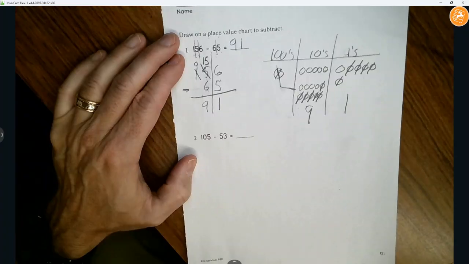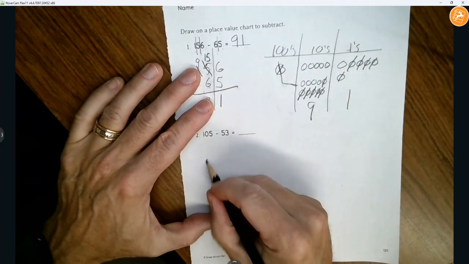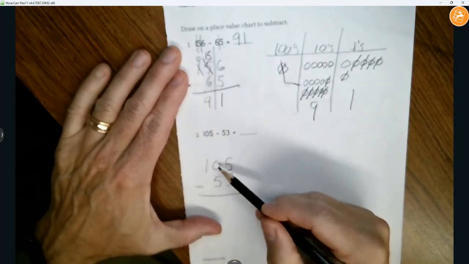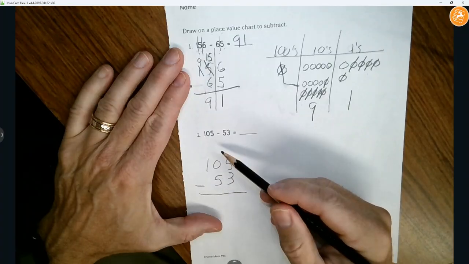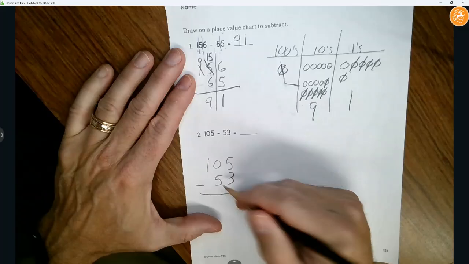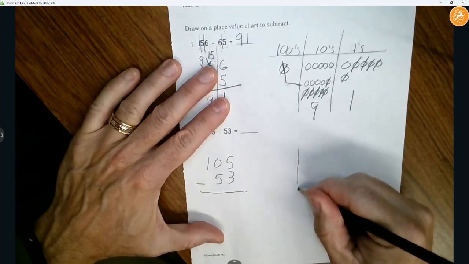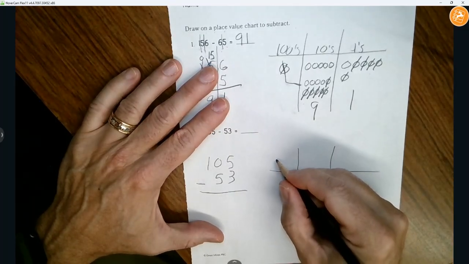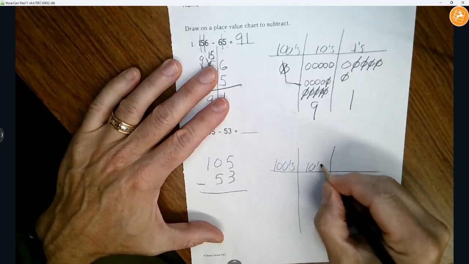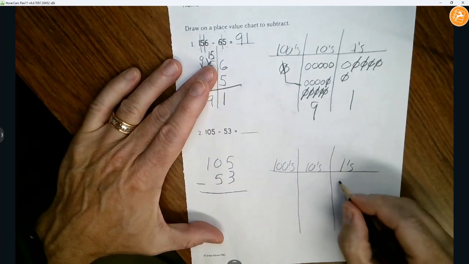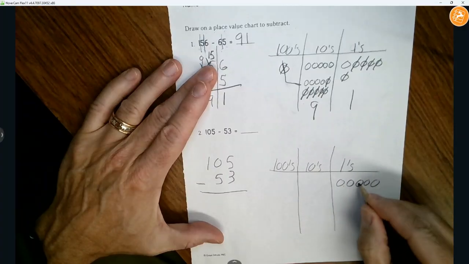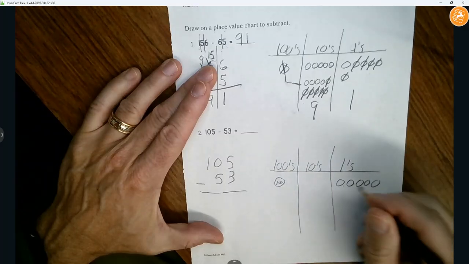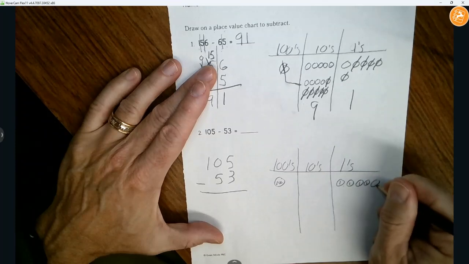I will help you set up the second one, but I'm not going to do it for you. So we have 105 minus 53. You can already see a problem right here. We can only subtract going down. So 0 is smaller than 5, so we can't subtract. But you guys got to figure that one out. I'm going to help you set it up. Here's our hundreds. Here's our tens. Here's our ones. We have 5 ones. 1, 2, 3, 4, 5. 0 tens. And 1 hundred. If you want to write them in there, go for it.